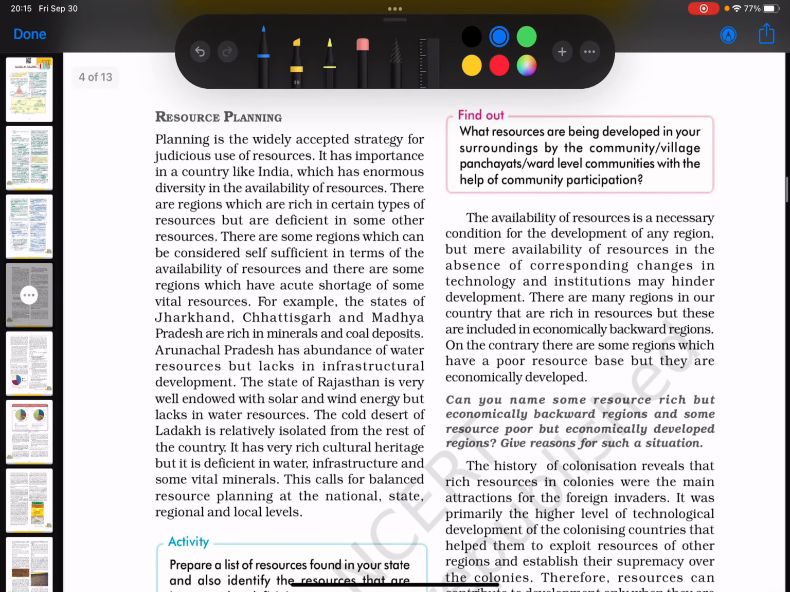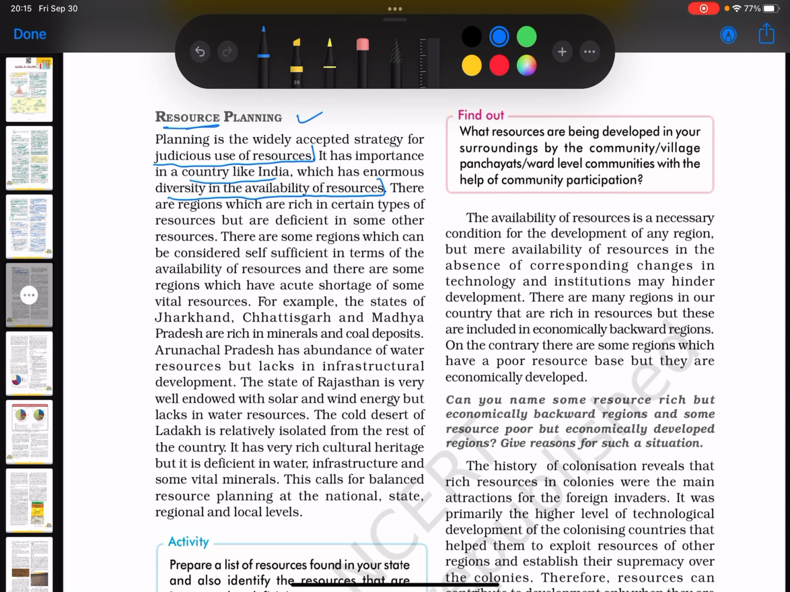So now let us carry on to the next topic, resource planning. Planning is simply a strategy that has been accepted for the judicious use of resources. And by the way, planning happens in all organizations. Here we are using this term for planning of the resources. Planning has a lot of importance in a country like India, which has enormous diversity in the availability of resources. Planning is also important so that you can utilize your resources properly and efficiently.